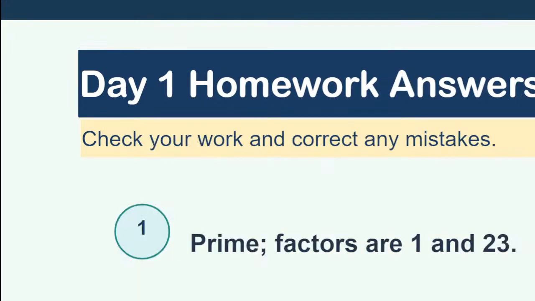Answer keys on the next slide. So this is the answer key. Number 1 is prime. Factors are 1 and 23. Number 2 is composite. Factors are 1, 5, and 25. Number 3 is prime. 4 is composite. 3 times 17 is 51. Number 5 is 1. Number 6 is 7, 19, and 31. If you missed one, explain the correction.